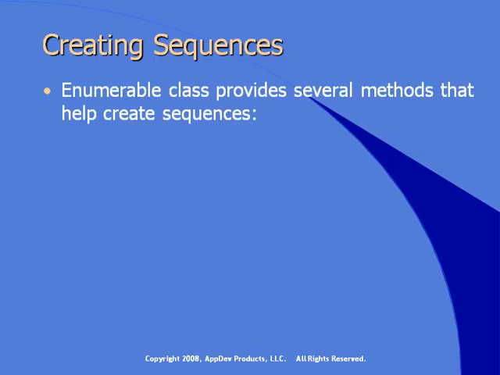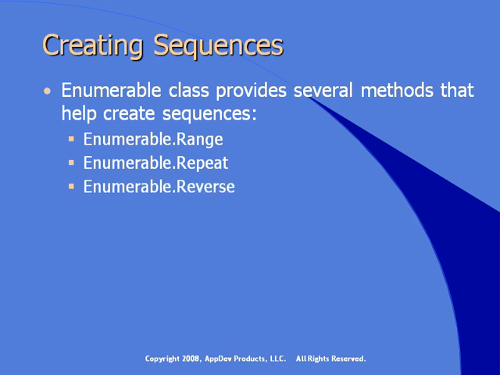The Enumerable class provides several methods that help create sequences. There's Enumerable.Range, which gives you a range of integers between two endpoints. There's Enumerable.Repeat, which repeats an item a certain number of times. And Enumerable.Reverse, which reverses an existing collection and gives you the results of that reversal.